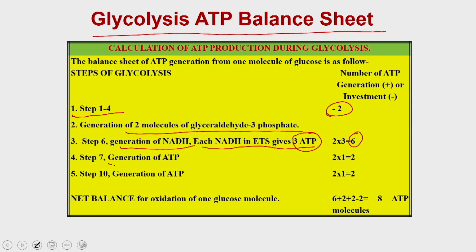Then in step 7 when there was a loss of phosphate you are going to generate 2 ATP, and in the last step when the pyruvate is being generated you are going to generate another 2 ATP. So, what is the net balance?